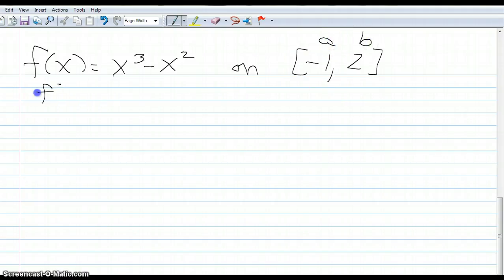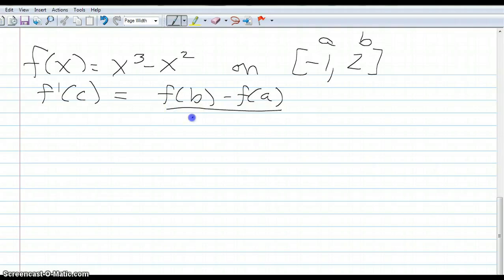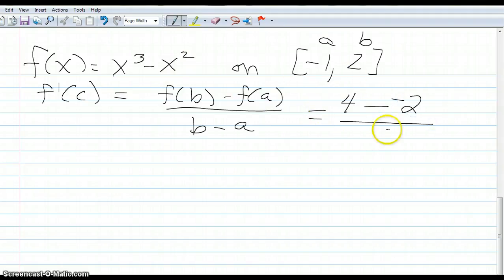We want to find f prime of c to be equal to f of b minus f of a over b minus a. So if you plug 2 in here, we're going to have 8 minus 4, which is 4, minus, if we plug -1 in, we're going to get -1 minus 1, so we'll get -2, so minus -2, over 2 minus -1, which is 3. So we're going to have 6 over 3, or 2. So this is just saying find the value of c where the derivative at c is equal to 2.